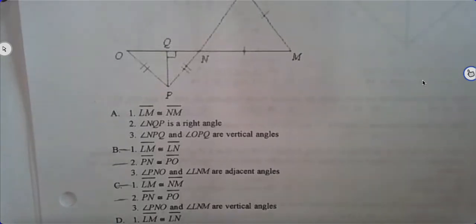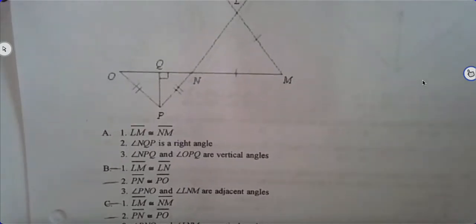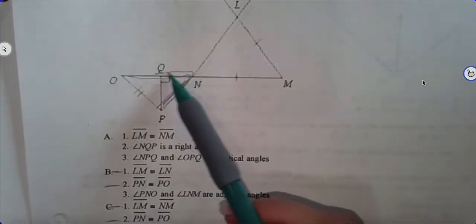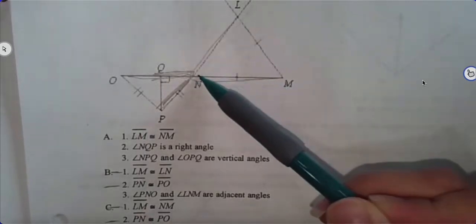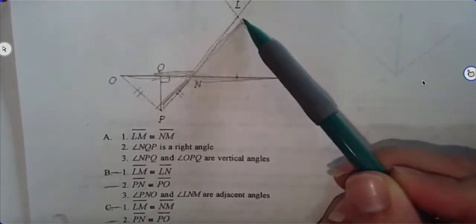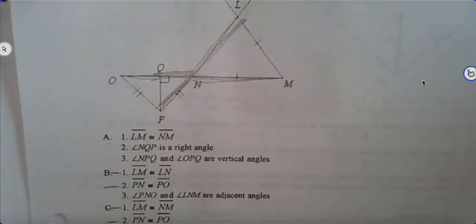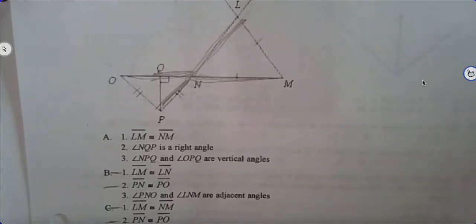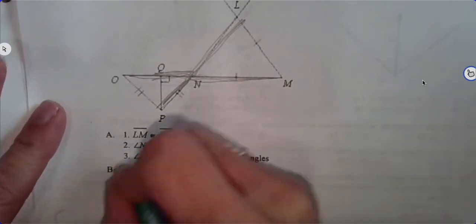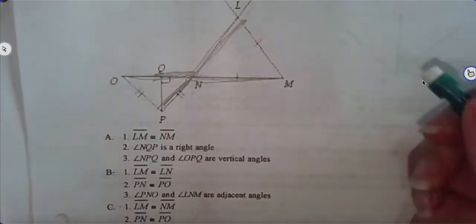This says that PNO and LMN are vertical angles. PNO, that's this angle here. P and O are not adjacent, so it has to be C. L and M, those are vertical angles. They're not adjacent. They're not next to each other. They're across from each other. So it is C.